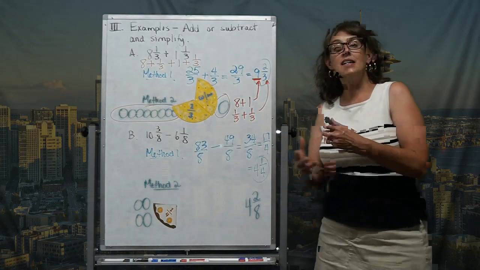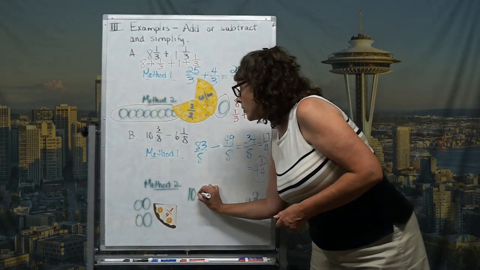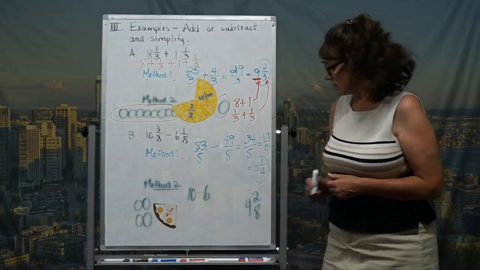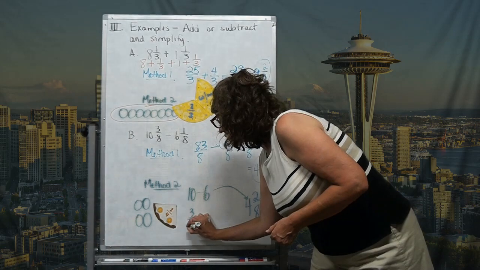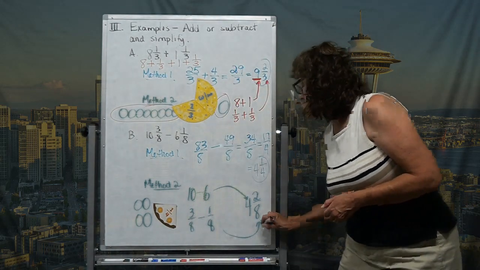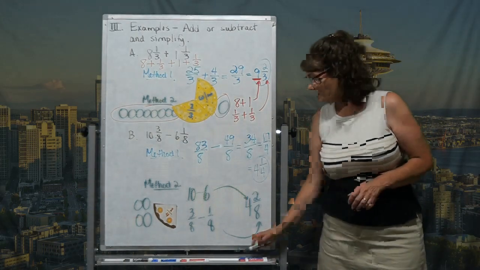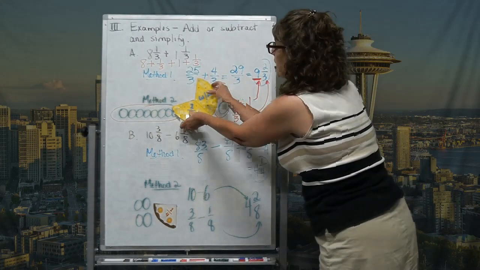So again, the idea is I can take these whole number parts and I can go ahead and subtract them. 10 minus 6 will give me 4. I can take those fractional parts, 3/8, and I can take out the 1/8, giving me 2/8, and then just simplify my fraction. Okay, like I said, I want us to get really comfortable with this, so let's practice with some more examples.